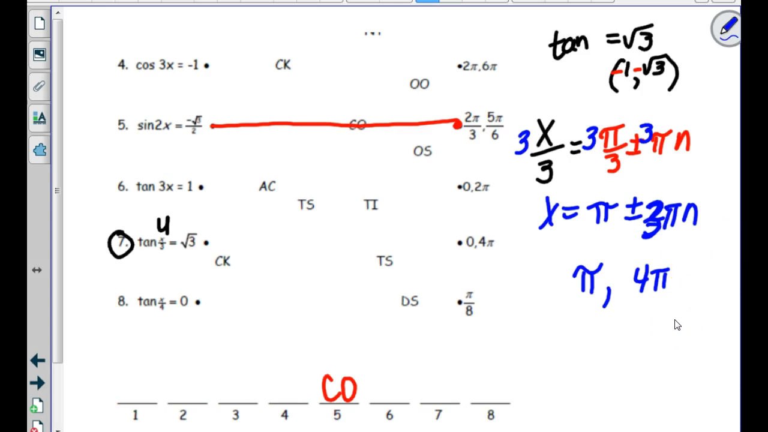All right. But if I add 3 pi, I get 4 pi. And 4 pi is really the same as 0, right? Does 0 work? If I put in the 0, what is the tangent at 0? It's not square root of 3, right? All right, so I'm kind of confused. Maybe there was an error on the worksheet and I forgot to write it down. I think this should be pi and 4 pi.